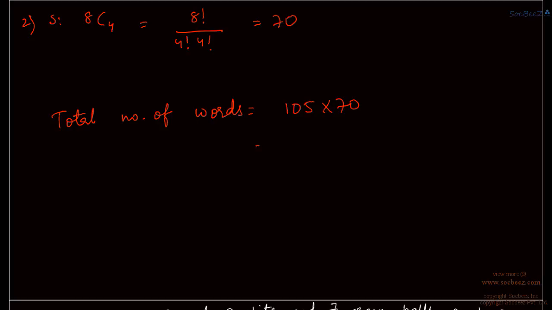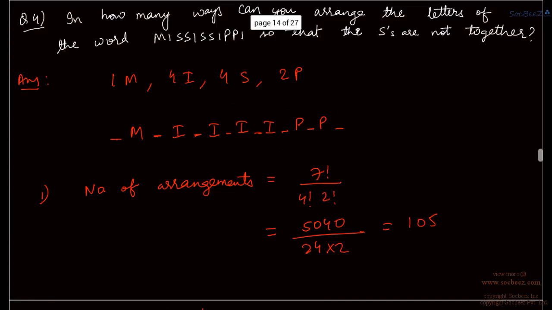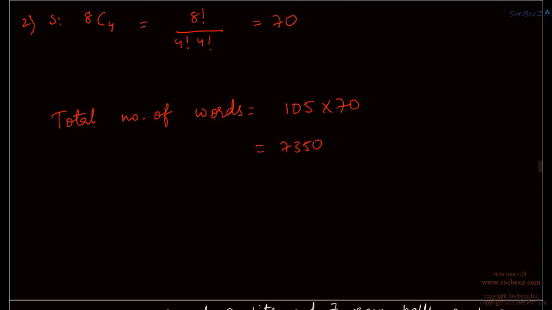Now again the rule of product says that both of them can be done in 105 into 70 possible ways, which is 7350. Right? So there are 7350 different words in which you can write the word Mississippi with the S not together. Okay.